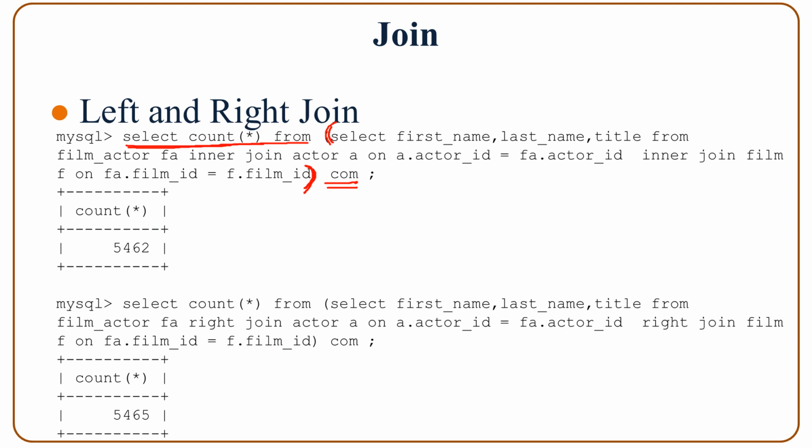So instead, in the statement, I change from inner join. I have two inner joins here. I change from inner join to right join, and also I want to count how many records I have from that select statement. Then the count will give me 5465. So the difference is 3 records.